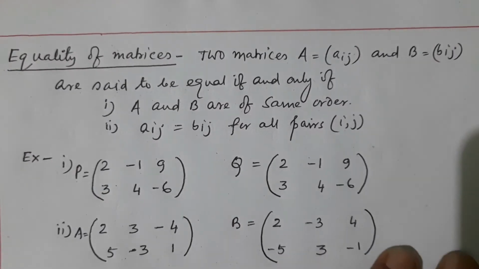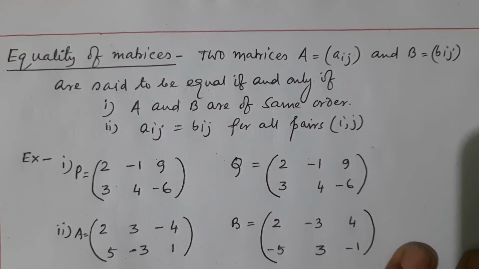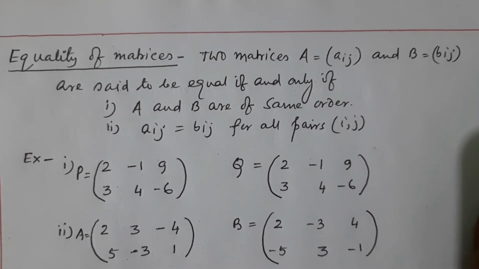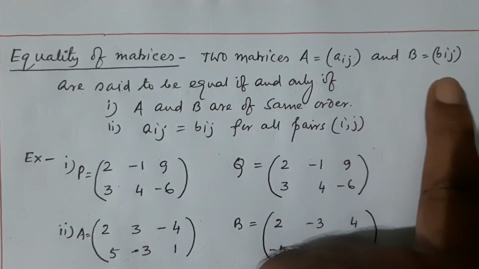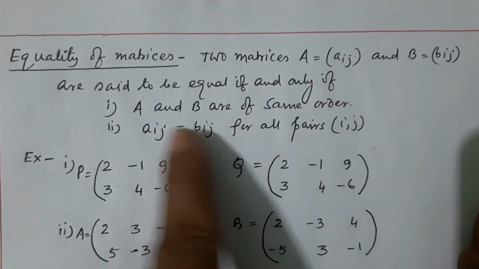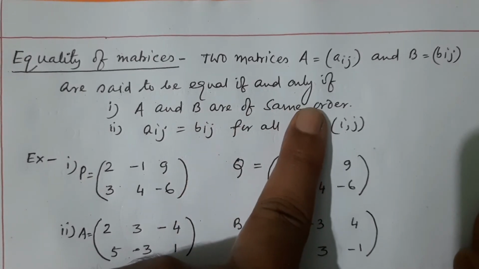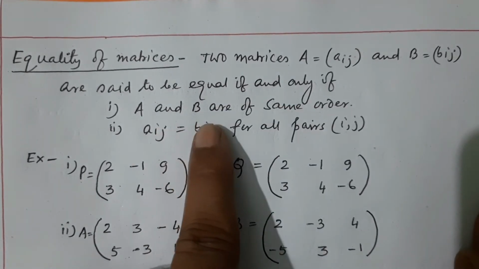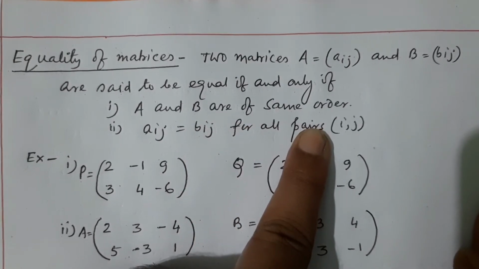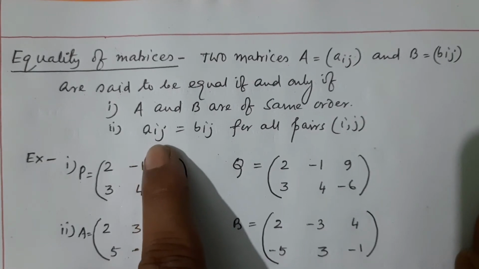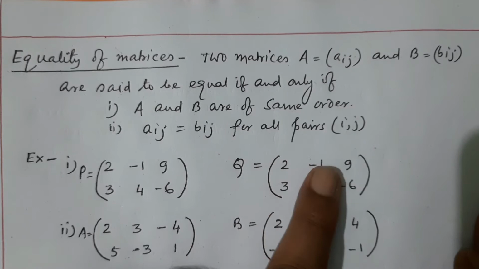Equality of matrices. Two matrices, A equals [aij] and B equals [bij], are said to be equal if and only if, number one, A and B are of the same order, and number two, aij equals bij for all pairs i, j.